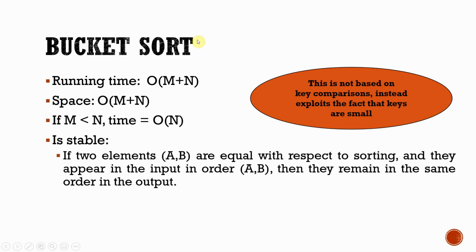Bucket sort is also stable. If two elements are equal with respect to sorting and they appear in the input in order A, B, then they remain in the same order in the output.